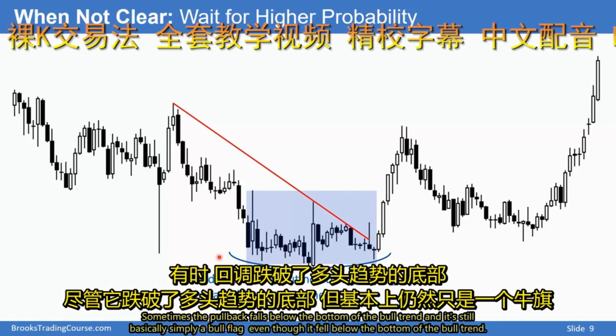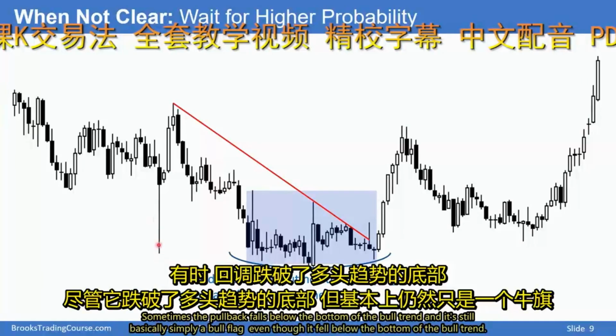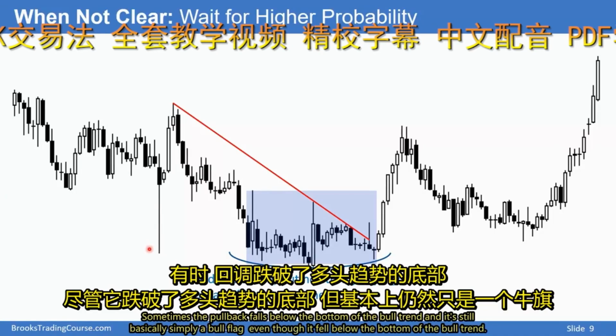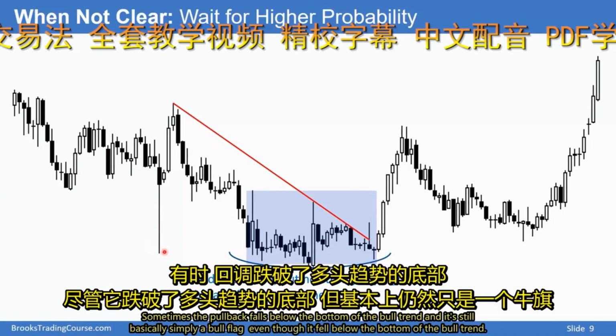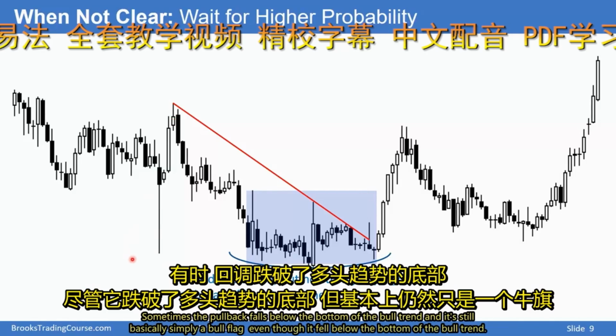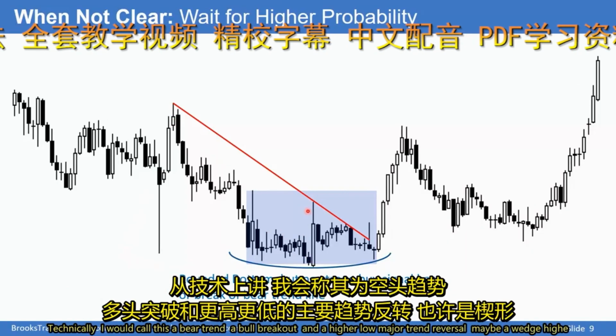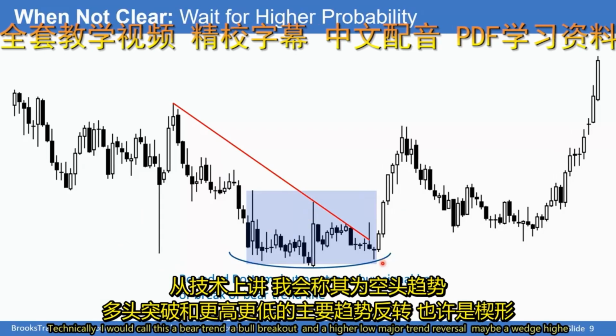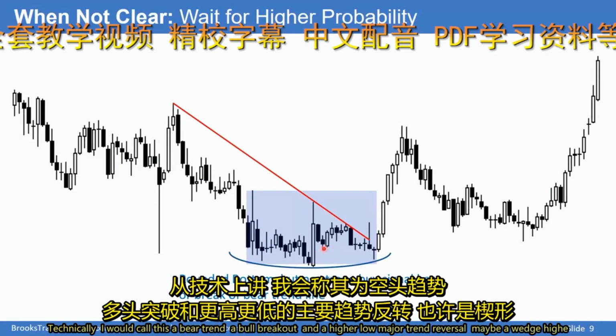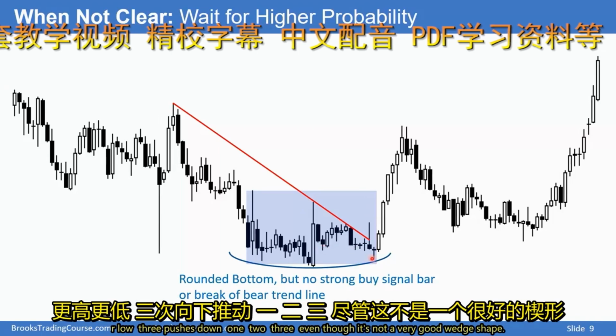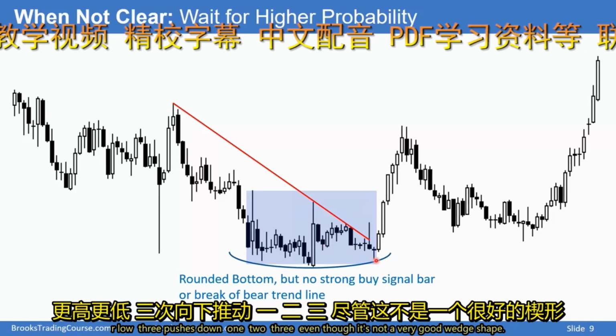In my mind, this is still simply a pullback from this bull reversal. Sometimes the pullback falls below the bottom of the bull trend, and it's still basically simply a bull flag, even though it fell below the bottom of the bull trend. Technically, I would call this a bear trend, a bull breakout, and a higher low major trend reversal. Maybe a wedge higher low, 3 pushes down, 1, 2, 3, even though it's not a very good wedge shape.